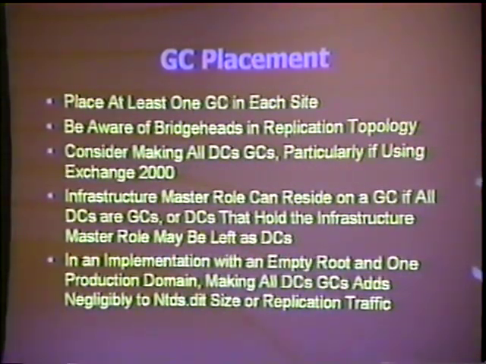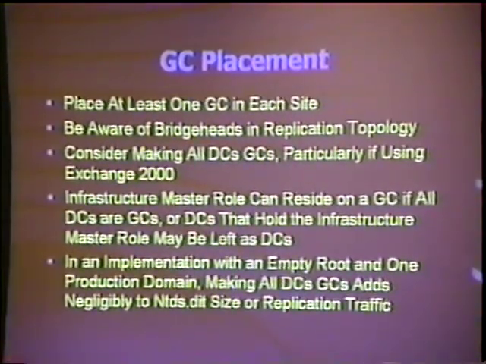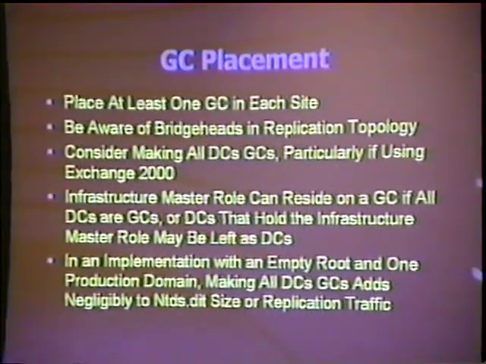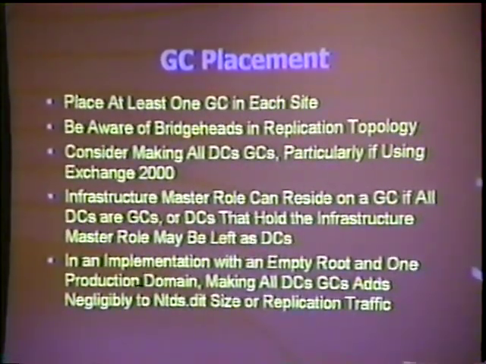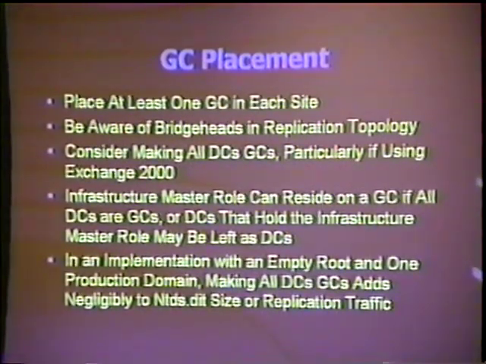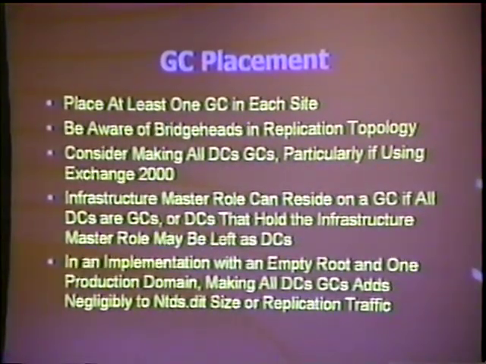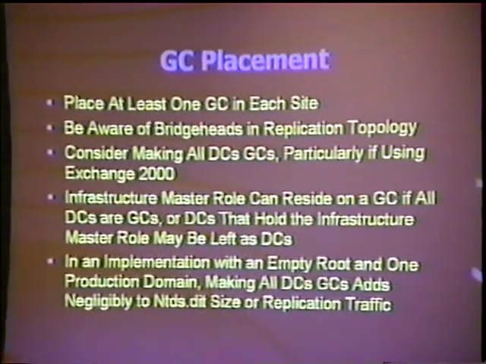This is because in an empty root scenario where you aren't using your root domain for production, it's very small. It's around 16 to 20 megs. And hopefully it doesn't get too much larger than that. So you're not greatly increasing the size of ntds.dit. You're not greatly increasing replication traffic because there isn't that much happening in the forest root. With an empty root single domain environment, you might as well just say all of my DCs are GCs. Also in a single domain environment, you might as well do it. And in environments where you have several domains, it still may be something to consider. Investigate it.